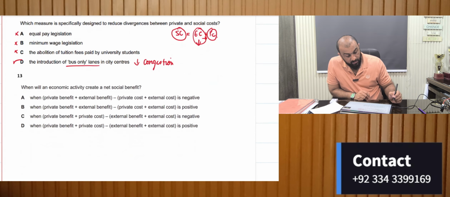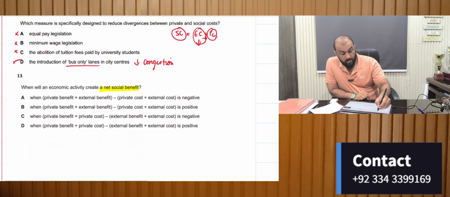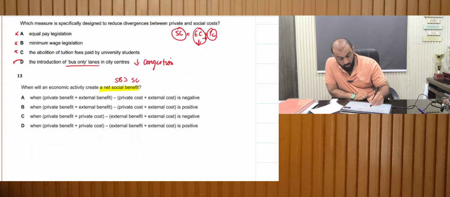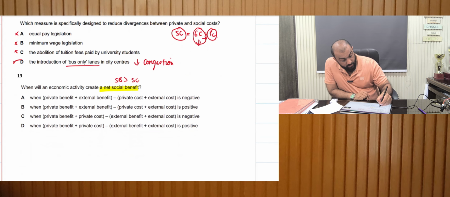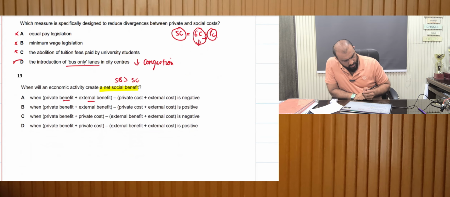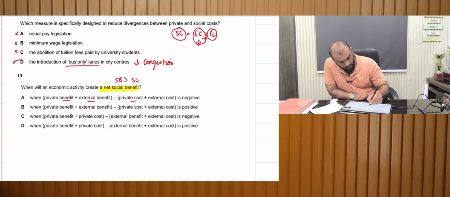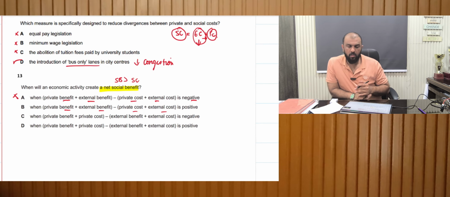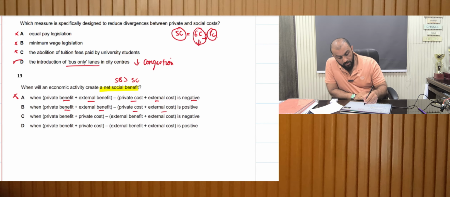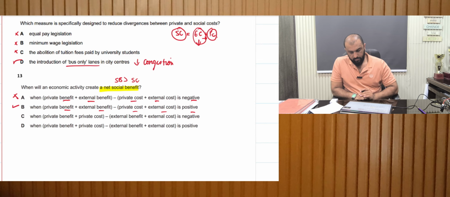When will an economic activity create net social benefit, which means that the social benefit is greater than the social cost? Let's look at the options. Okay, private benefit plus external benefit minus private cost plus external cost is negative. This means that the benefits are smaller, right? So this cannot be the answer. Private benefit plus external benefit, this means this is social benefits, right? Minus private cost plus external cost, this is social cost, right? Is positive. Positive indicating that the benefits are greater. So B. Okay.